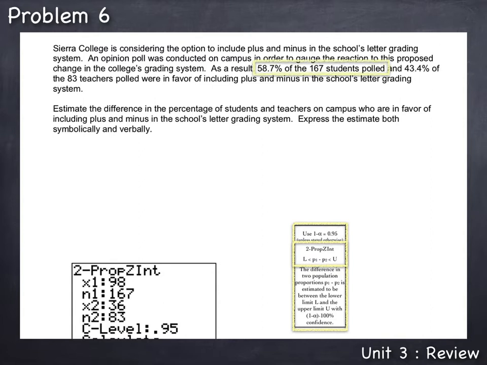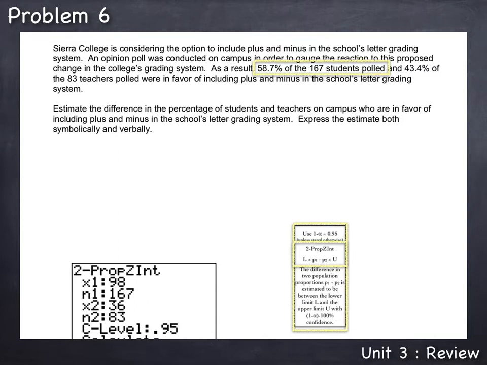Now in the problem, we're given that 58.7% of the 167 students polled were in favor of the plus or minus grading system. The 58.7% is the proportion or percentage, not the x, the actual number. In this case, x1, the actual number, is not given. So we need to calculate it ourselves.